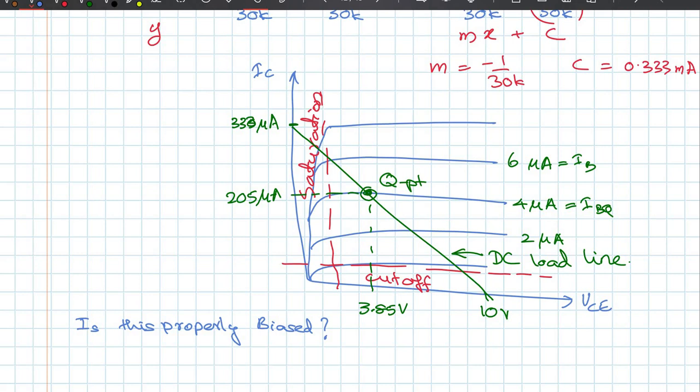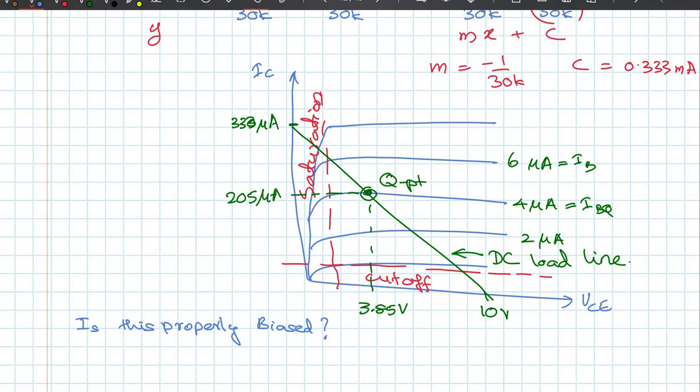Now to find that out, so we know if it can amplify the whole signal that we input, that is 12 millivolts peak to peak, 12 millivolts plus and minus, so peak voltage is 12 millivolts. If we can actually amplify it without any distortion, in other words going into cutoff or saturation, we call this properly biased. Now the question is whether it can.